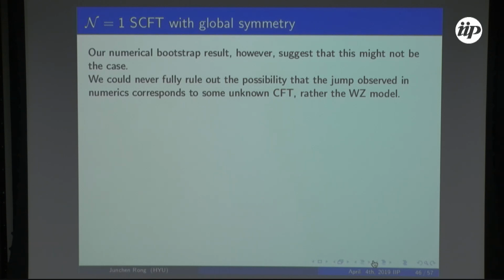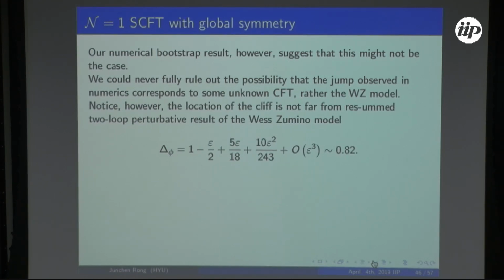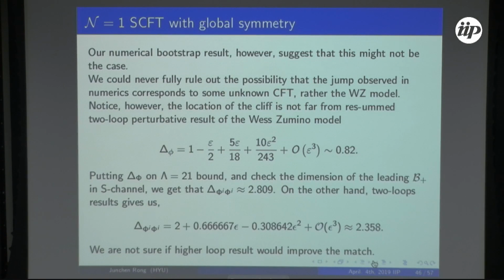And so, yeah. Also, I noticed that the result agreed pretty well with this two-loop result in epsilon expansion. And if you put this guy at the lambda equal 21 bound, and you analyze this operator's dimension, you get 2.8, and the epsilon expansion tells you this is 2.35. So they match. Okay, so the upshot here is that our result matches with the loop calculation, but doesn't match with the expectation of the duality. So I don't know why.